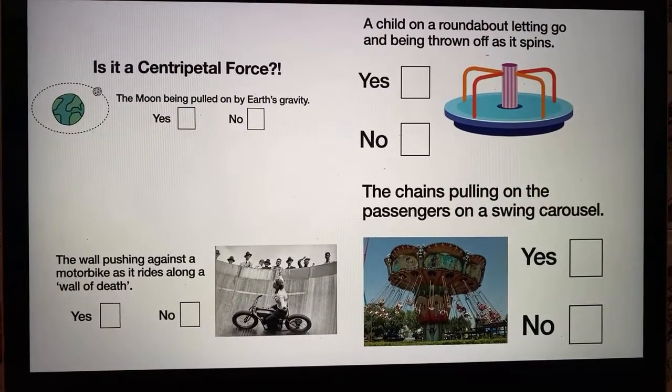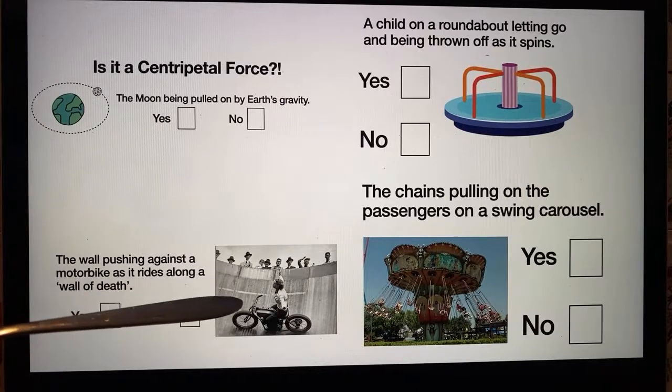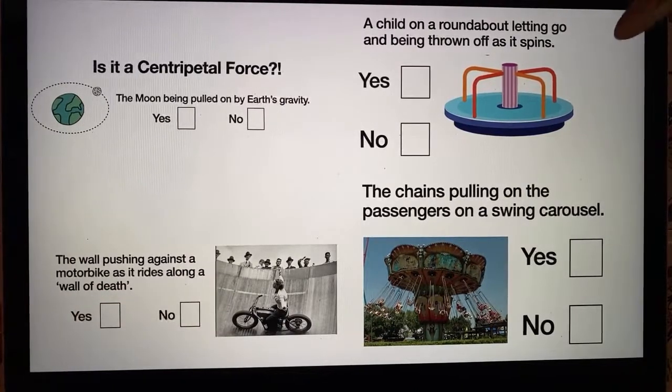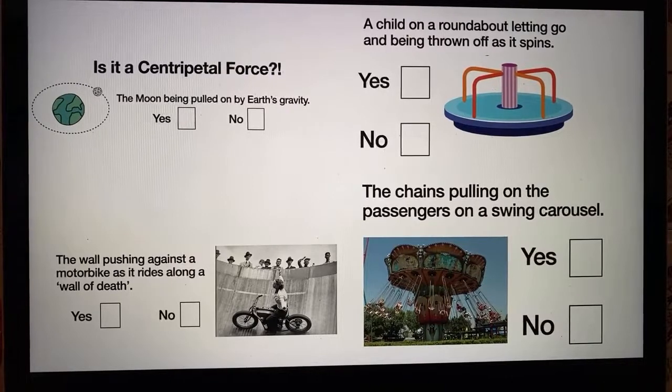Is this an example of centripetal force? The moon being pulled on by Earth's gravity. Yes or no? Is the wall pushing against a motorbike as it rides along a wall of death a centripetal force? Yes or no? Oh, great picture there from the 1930s. A child on a roundabout letting go and being thrown off as it spins. Is that an example of centripetal force? Yes or no? And the chains pulling on the passengers on a swing carousel. Is that an example of centripetal force? Yes or no? So I'll give you a minute on that, and then we can play bingo.